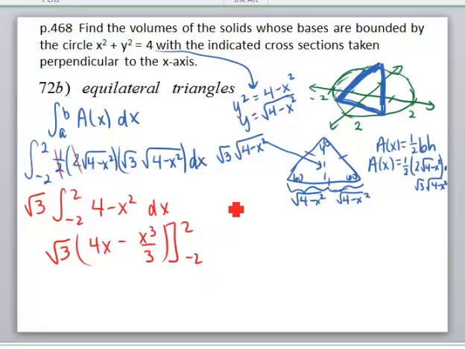I still have the square root of 3 out front, and I'm going to plug in -2 to 2. I'm going to have to finish this up on the next video, but if you want to stop at this point and try to finish it, you would get 32 square root of 3 over 3. I will finish it later.